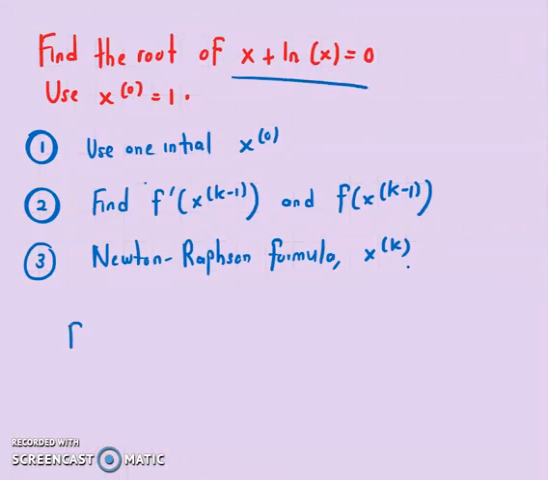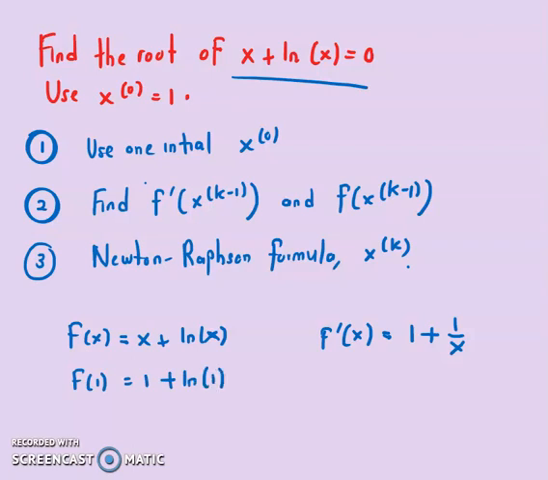So this is the function f(x) equals x plus ln x. The derivative of this, f prime x, will be 1 plus 1 over x. Okay, in this case it's pretty easy. Now my x0 is 1, so f of 1 will be 1 plus ln 1. Okay, and we know that ln 1 is 0, so this will be 1. And then f prime 1 will be 1 plus 1 over 1, which is 2.